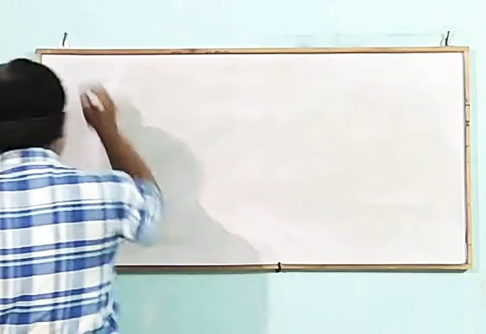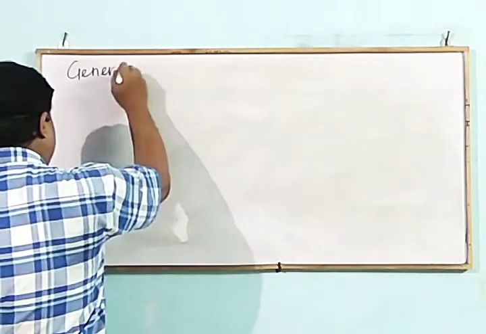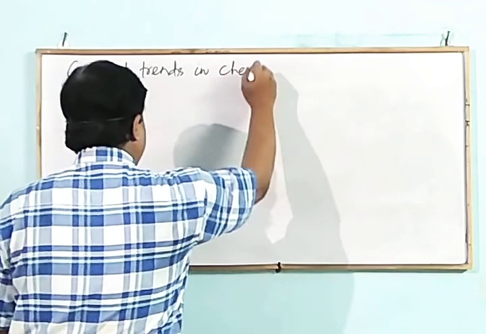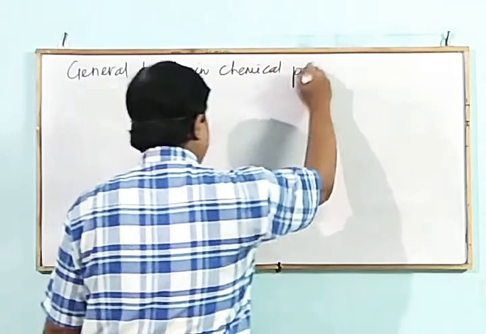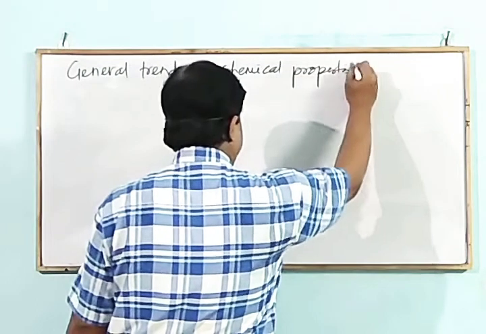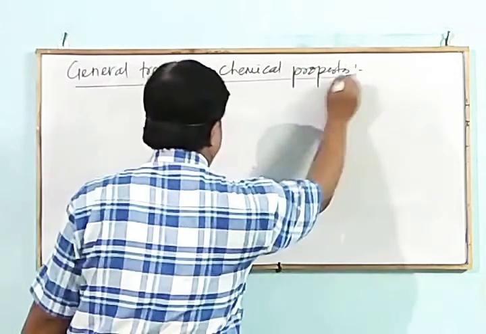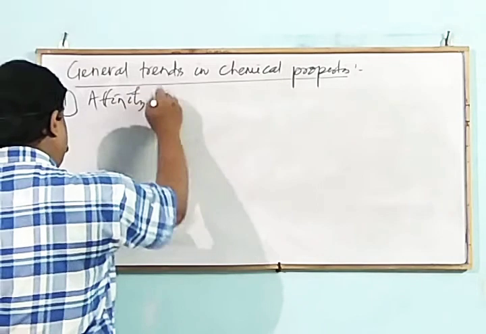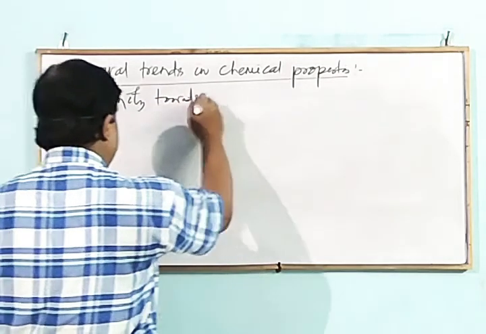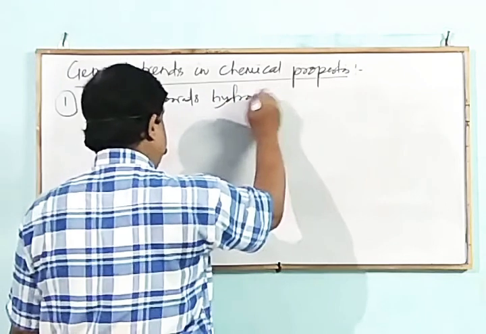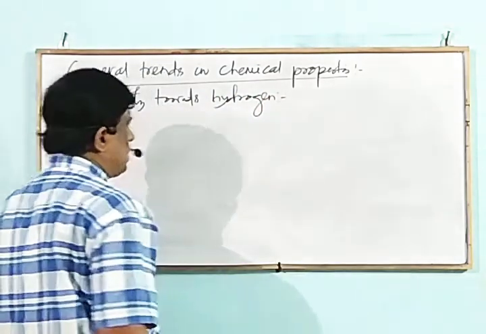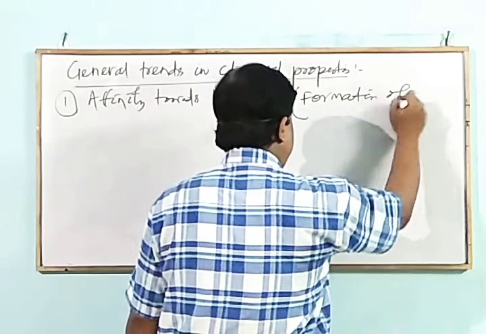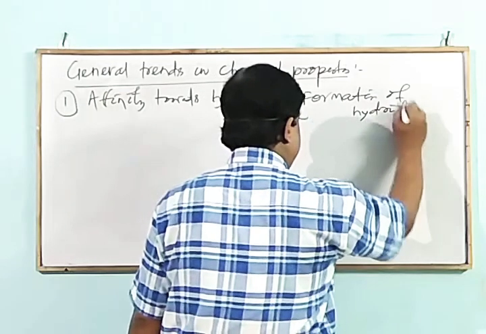Next is general trends in chemical properties. Point 1 is affinity towards hydrogen. Affinity towards hydrogen, that is formation of hydrides.